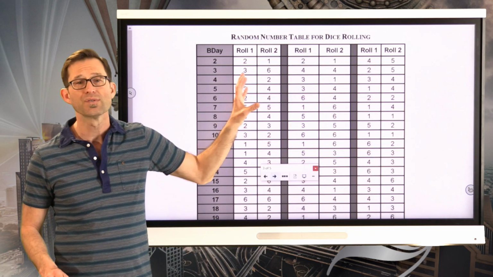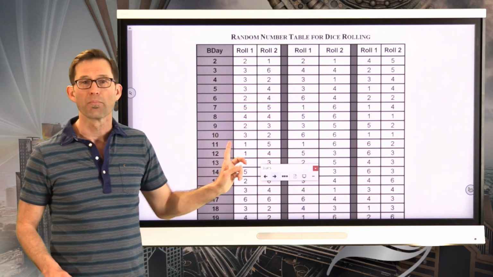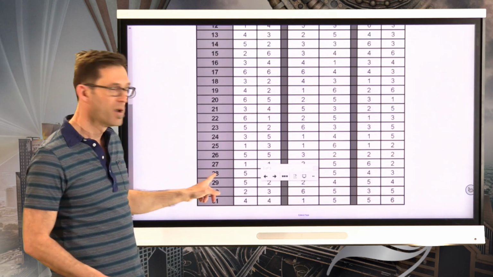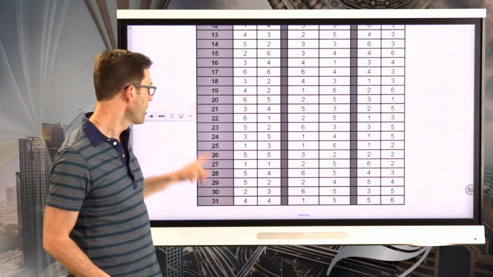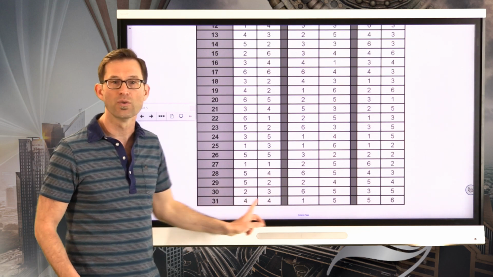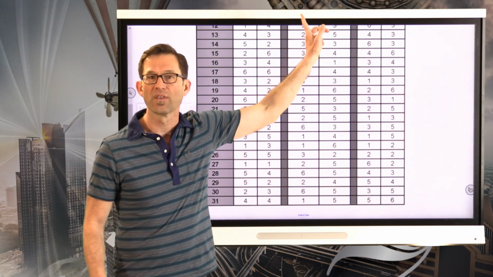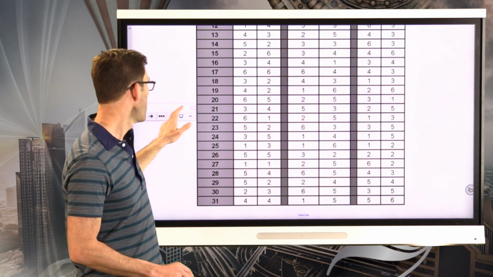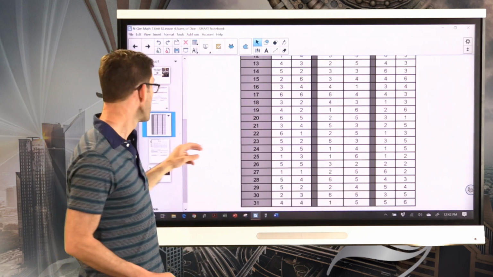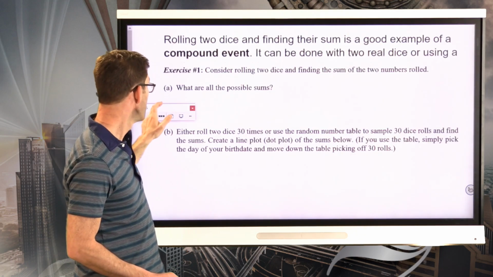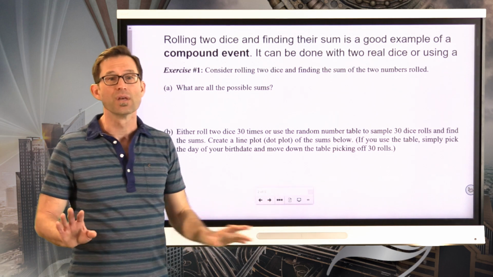You can use this table by coming up with your birthday. So my birthday is the 28th. For me, I might start on the 28th and say, okay, I rolled a 5 and a 4, a 5 and a 2, a 2 and a 3, a 4 and a 4, then I'd go up to the next column, however many rolls I needed. This was a randomly generated table. Let me go back into my full screen. So anyway, you can definitely use those if you need to.